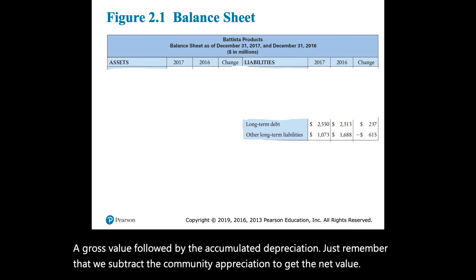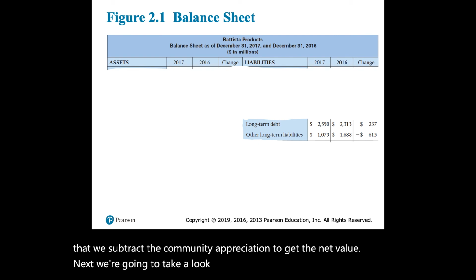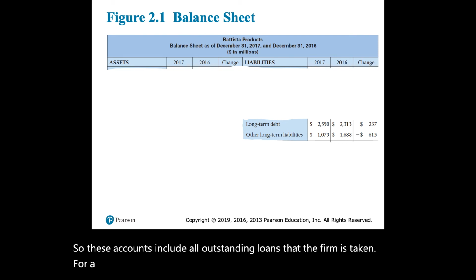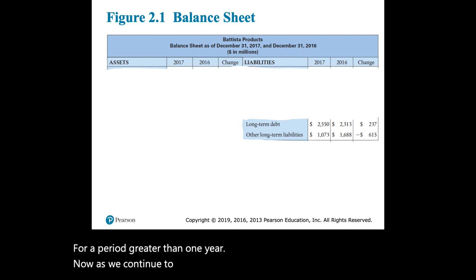Next, we're going to take a look at our long-term debt, our debt accounts. So these accounts include all outstanding loans that the firm has taken for a period greater than 1 year. Now, as we continue to pay off the loan, the balance will decline.